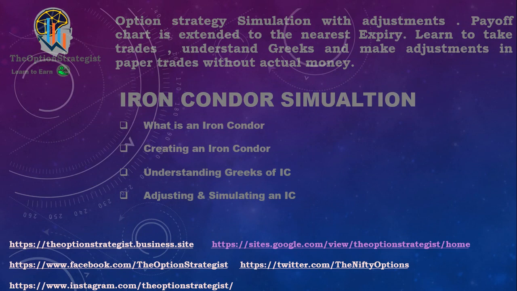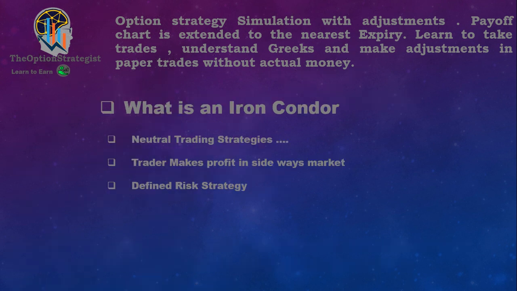As of now, we'll talk about how the simulation software works, and it's one of its kind in its nature. So we'll start with the Option Strategist first Iron Condor simulation topic, right? First, when we talk about Iron Condor, there are generally four ideas I will briefly touch upon: what is an Iron Condor, creating an Iron Condor, understanding an Iron Condor and the Greeks of the Iron Condor, and adjusting and simulating, right? Let's move on to the next topic.